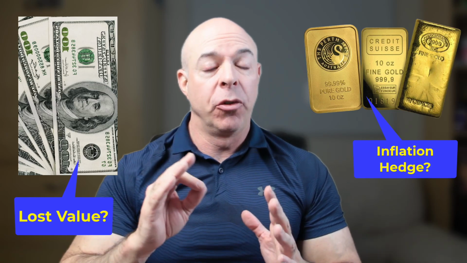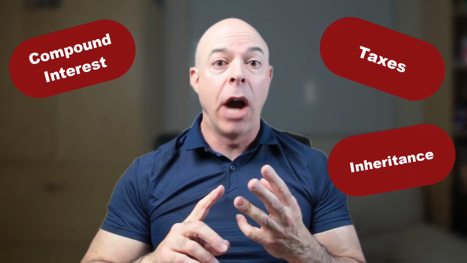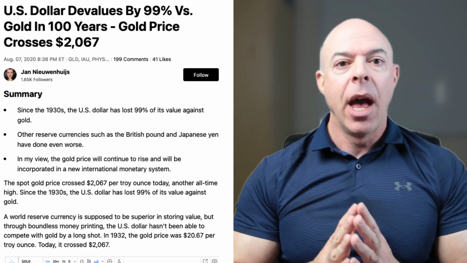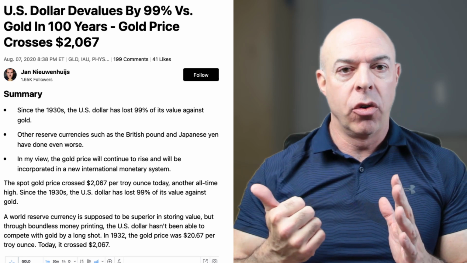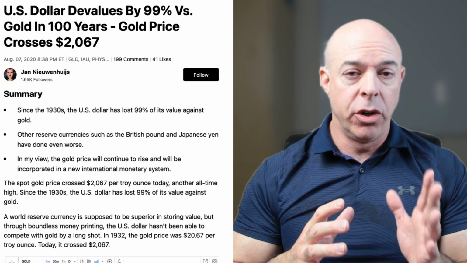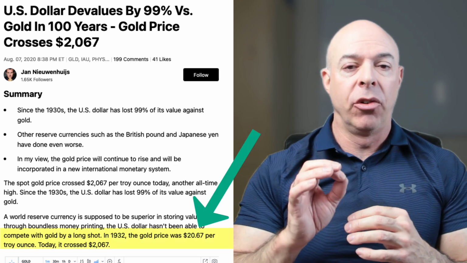Well, I'll go into some of the specifics of compounding interest and taxes and how you can pass along things like gold and pay no taxes. But first, the simplest, most straightforward explanation is this. 100 years ago, and if you take a look at this article here from Seeking Alpha, they talk about the price of gold 100 years ago and how it was $20 an ounce.